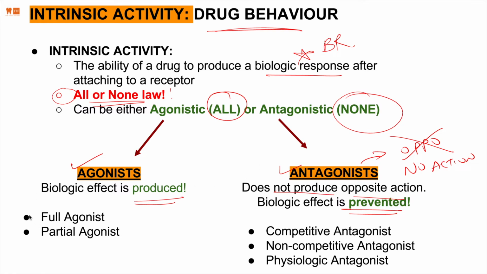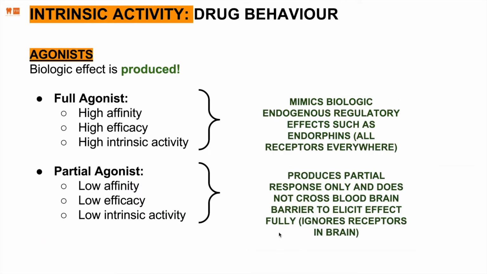So agonists have full agonists and partial agonists. Antagonistics are divided into competitive, non-competitive, and physiologic. So let's take a look at each on a singular basis. Agonists. We got biologic effect being produced. A full agonist and a partial agonist. All of them have the same types of patterns.